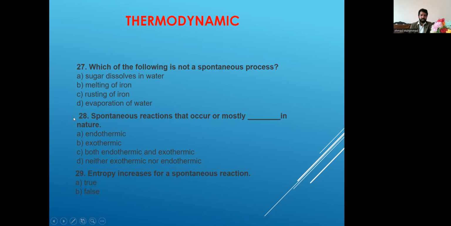For question 28, spontaneous reactions that occur in nature are mostly endothermic, or exothermic, or both endothermic and exothermic, and option D is neither exothermic nor endothermic. Actually, spontaneous reactions occur mainly in exothermic nature. And for question 29, the entropy increases for a spontaneous reaction, which is actually true. So option A is the correct option.